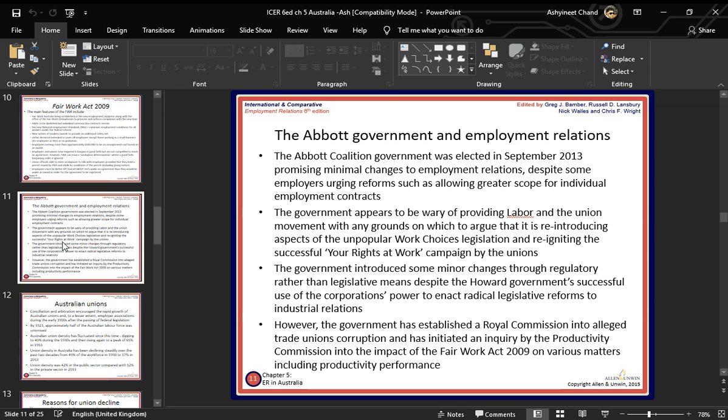The government appears to be wary of providing Labor and the union movement with any grounds on which to argue that it is reintroducing aspects of the unpopular WorkChoices legislation and reigniting the successful Your Rights at Work campaign by the unions. The government introduced some minor changes through regulatory rather than legislative means, despite the Howard government's successful use of the corporations power to enact radical legislative reforms to industrial relations. However, the government has established a royal commission into alleged trade union corruption. So this is another issue present, which could lead to trade union density decline, trade union corruption, and it has initiated an inquiry by the Productivity Commission into the impact of the Fair Work Act 2009 on various matters, including productivity performance.